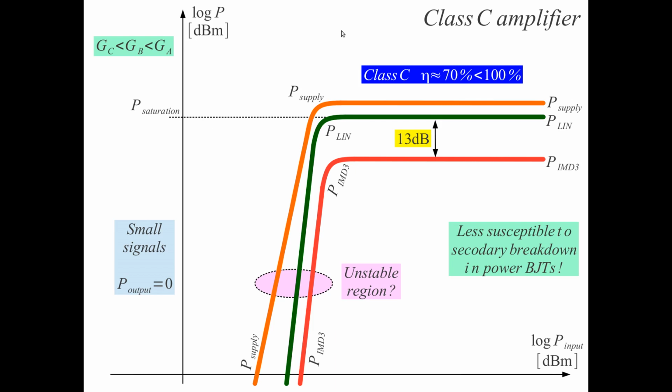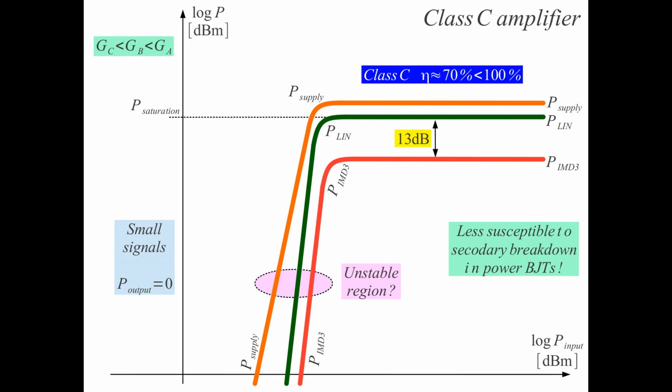So Class C also provides the least amount of gain compared to all other stages. Class B provides more gain, and the highest available gain is provided by Class A operation. Class C operation, also important for bipolar transistors, is less susceptible to secondary breakdown than Class A operation. So this is important to understand.